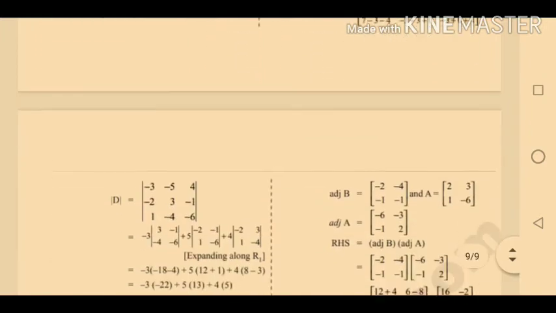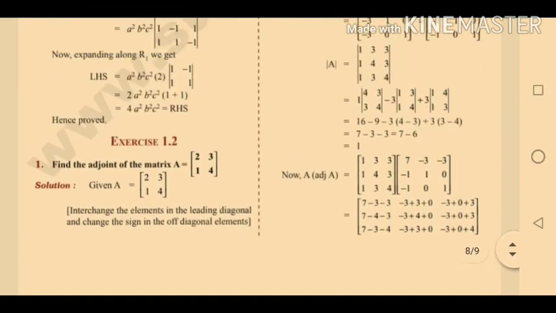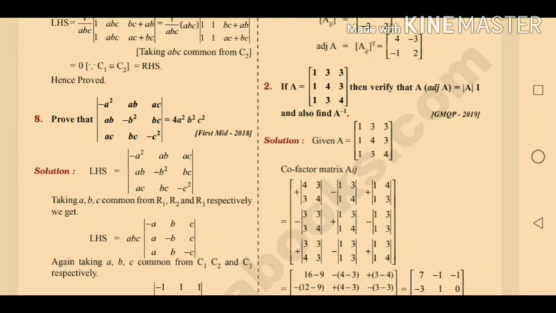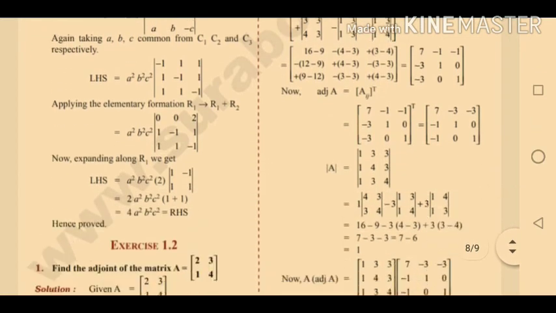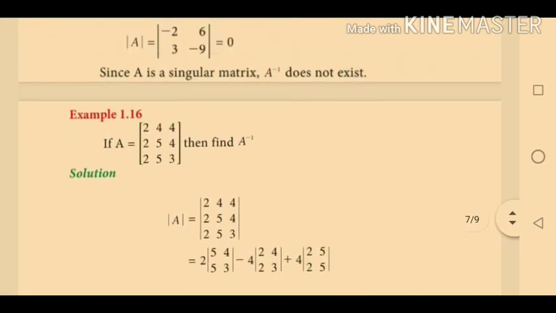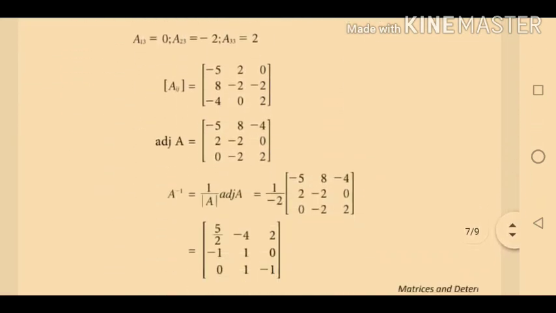Next, see the question. Verify A into adjoint of A equal to determinant of A into I. Determinant of A, we found, is 1. Okay, so 1 into adjoint of A. So you have to multiply now.